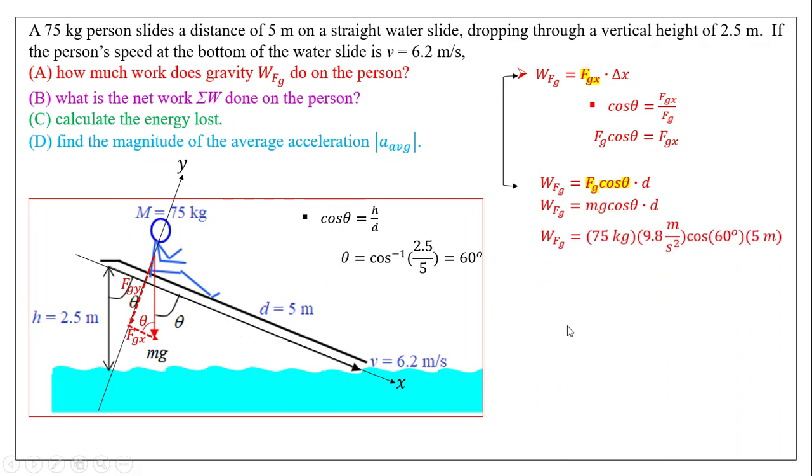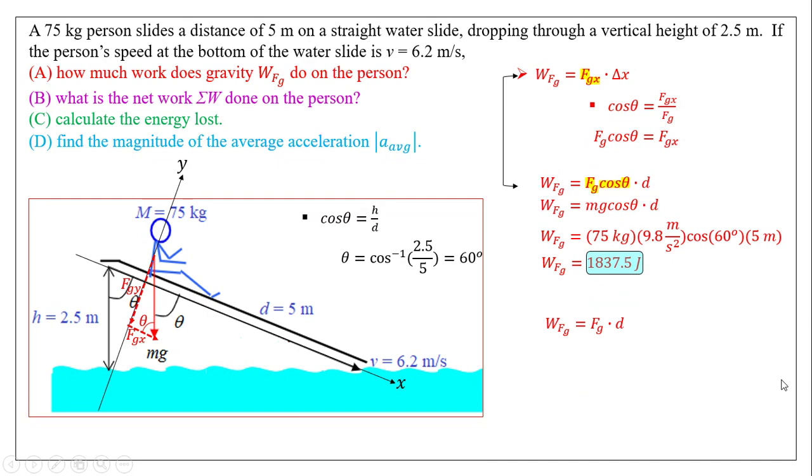Once I know that, I just plug everything in. Mass is 75, g is 9.8, cosine of theta of 60, and then d being 5 meters. All this on your calculator will give you 1837.5 joules. So that's our answer for part A.